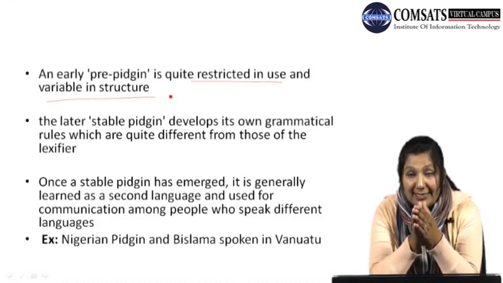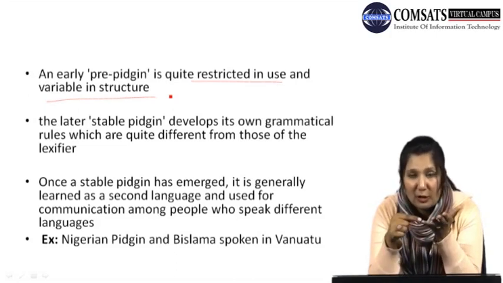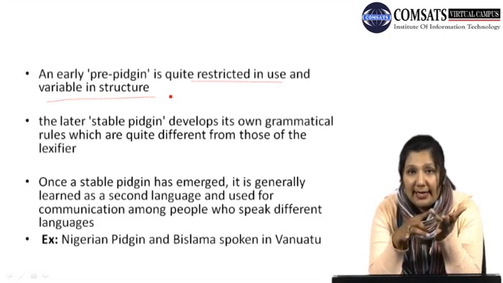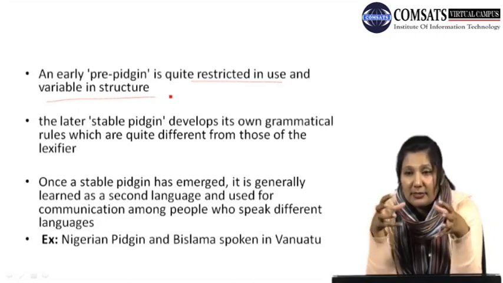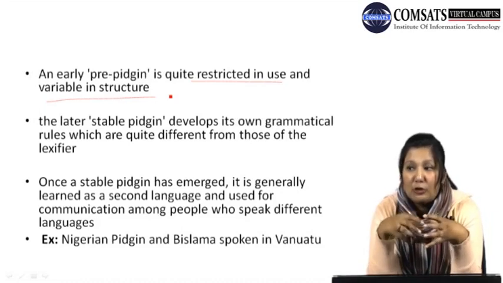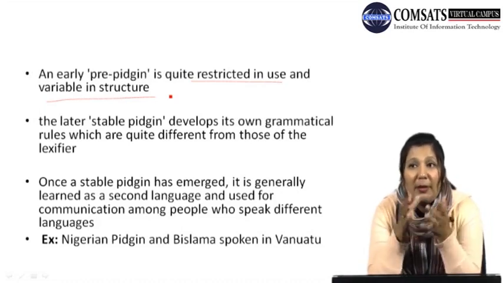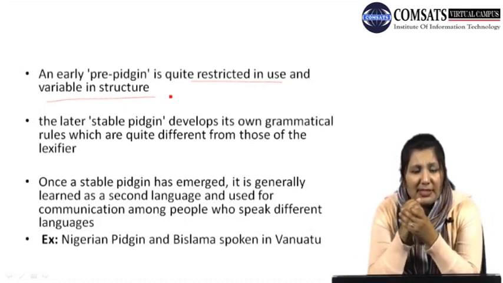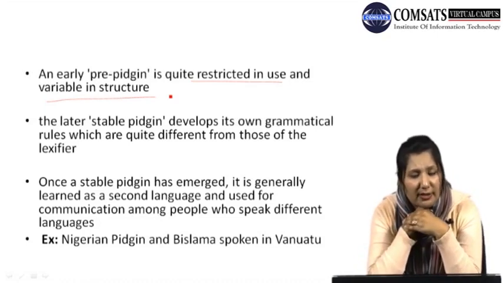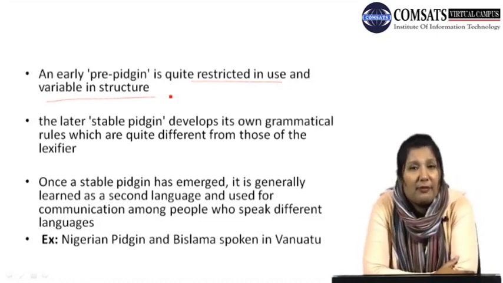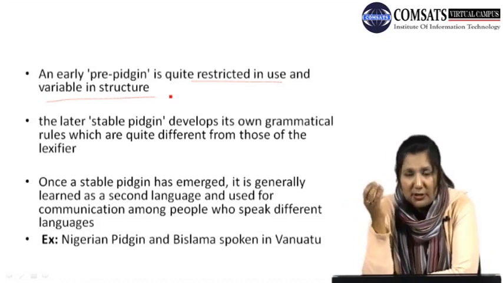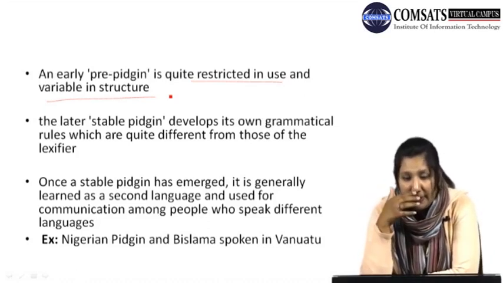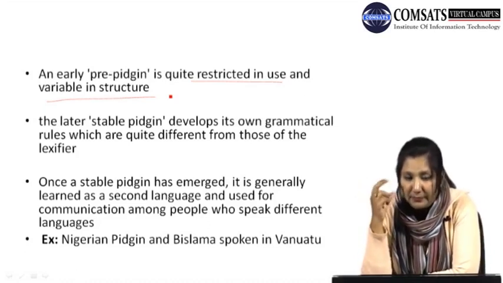Because it is a learned language, it is not the local or native language. Second, it is learned only to talk among a specific group where there is no common language found. Now, an early pre-pidgin is quite restricted in the use and variable in the structure. It is definitely going to be variable in the structure. There is not going to be a specific structure of that language.